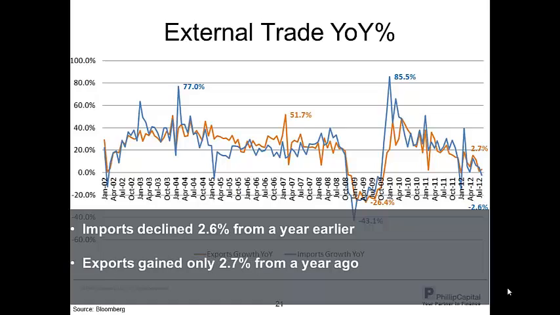On the other hand, China's exports rose in August 2012, but by only 2.7% from a year earlier. These readings were down from the double-digit growth of recent years, as the Europe debt crisis and a sluggish US recovery hurt demand for Chinese goods.